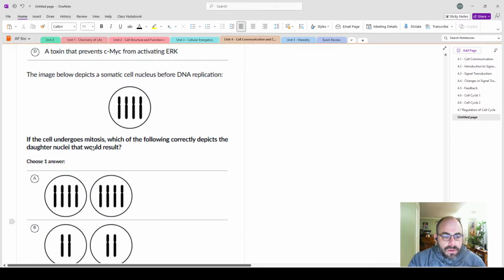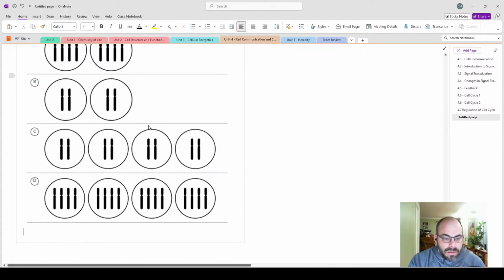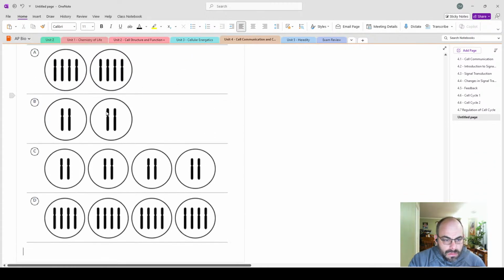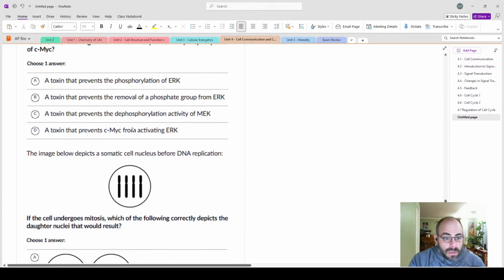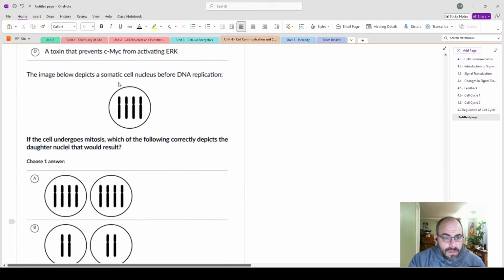If the cell undergoes mitosis, which of the following correctly depicts the daughter nuclei that would result? It's literally just going to be two cells that are going to look identical. It's A. Because it's before DNA replication, right? And so after DNA replication, how many chromosomes are we going to have? We're going to have 8, right?